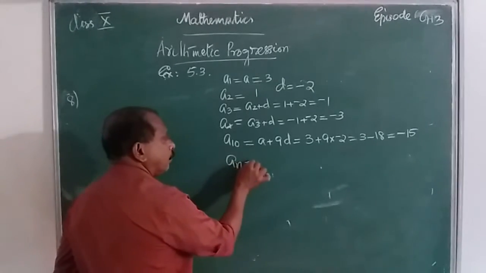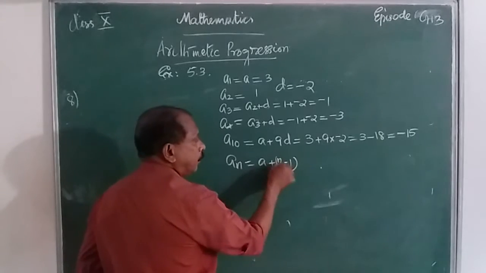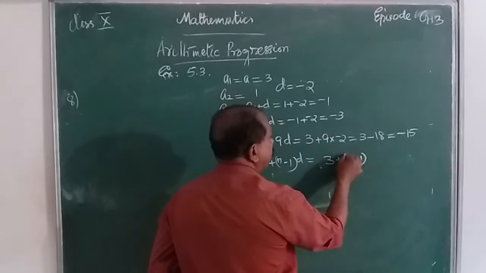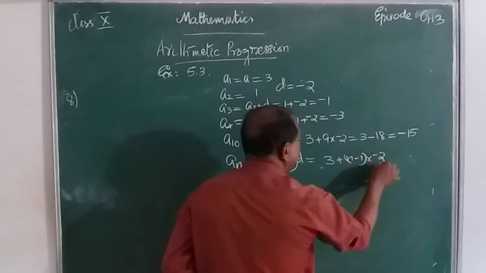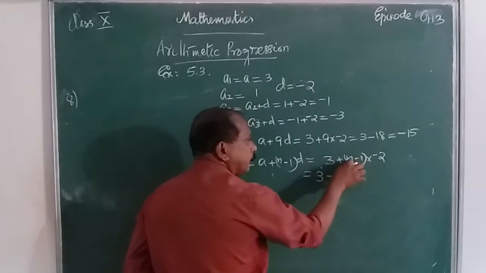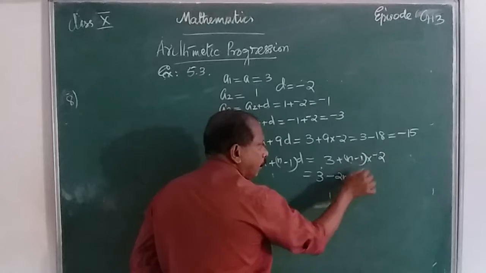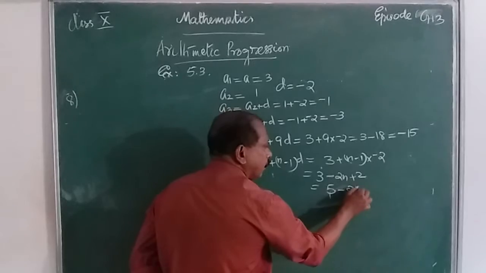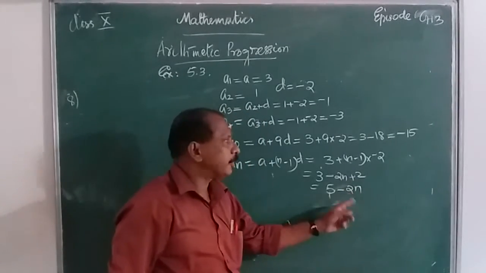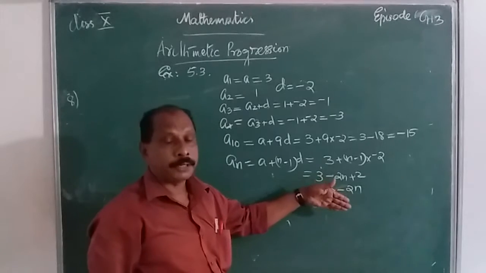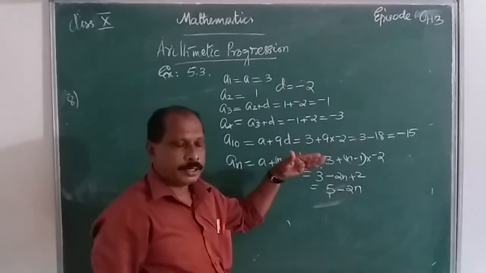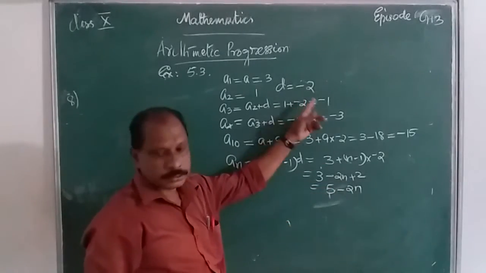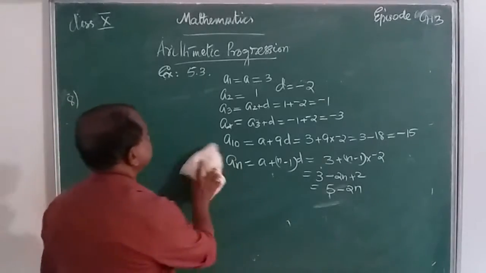Therefore, An is equal to a plus n minus 1 into d. That is 3 plus n minus 1 into d. d is minus 2. That is 3 minus 2 and open the brackets, minus and minus plus, that is 3 plus 2, 5 minus 2n. We know that the coefficient of n is minus 2, therefore d is minus 2. By direct inspection, when the nth term is given, the coefficient of n is always the common difference d, that is minus 2, therefore d is minus 2. That's the answer. Clear?